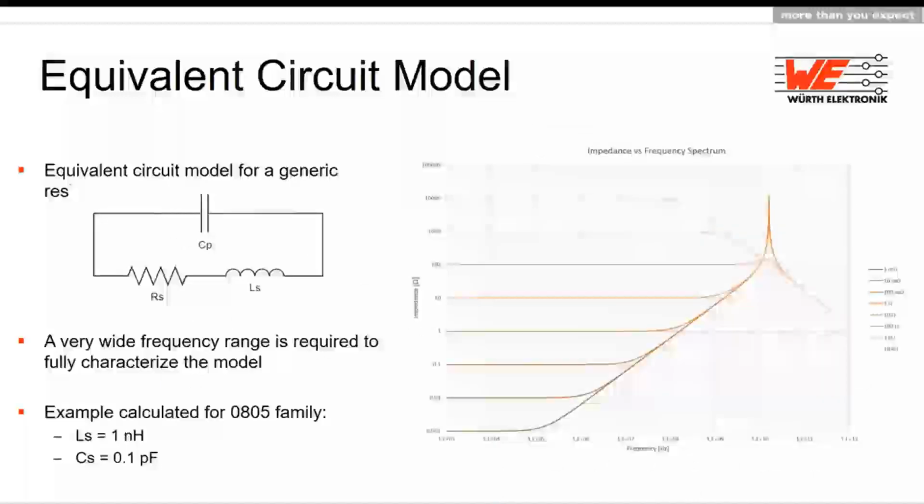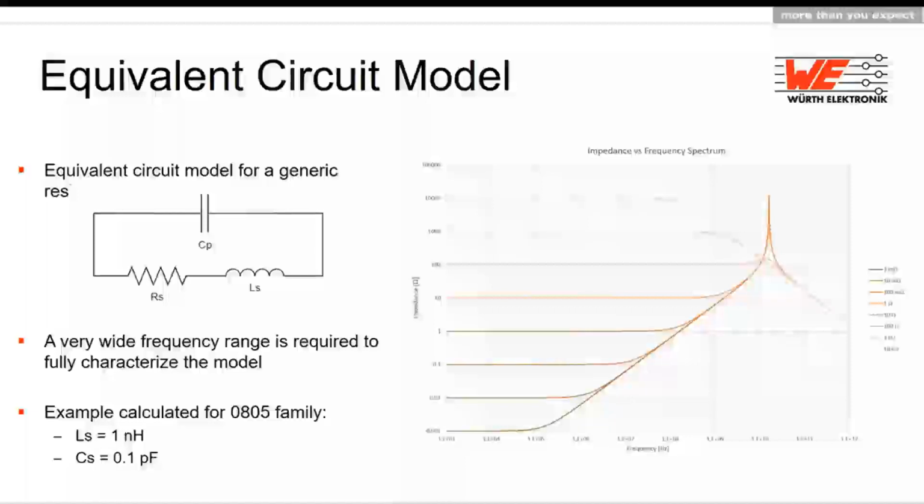If you want to create this equivalent model for any resistor, we can combine those two behaviors in one model. In this example, we created a model with the following parasitic components. The series inductance is 1 nanohenry, and the parallel capacitance is 0.1 picofarad. This model was created observing several 0805 resistor measurements over the same family.